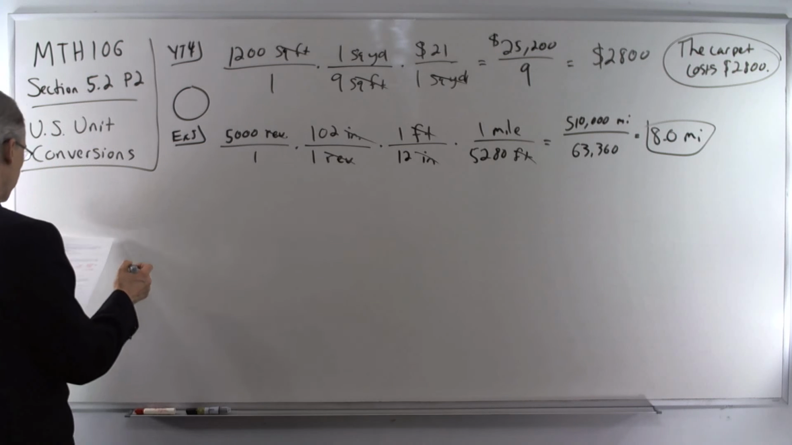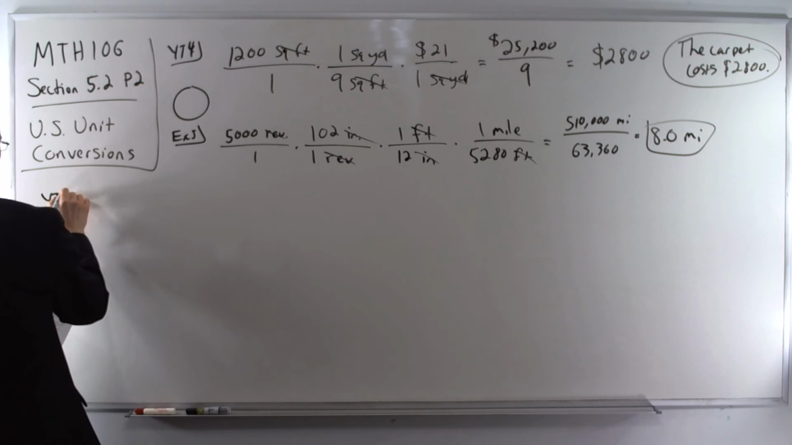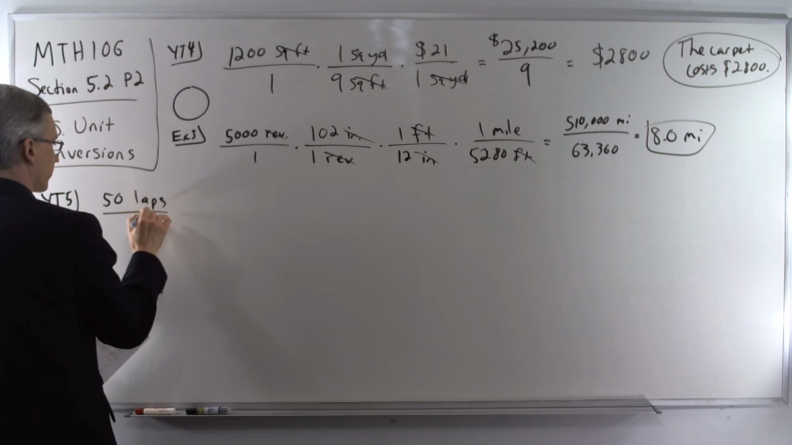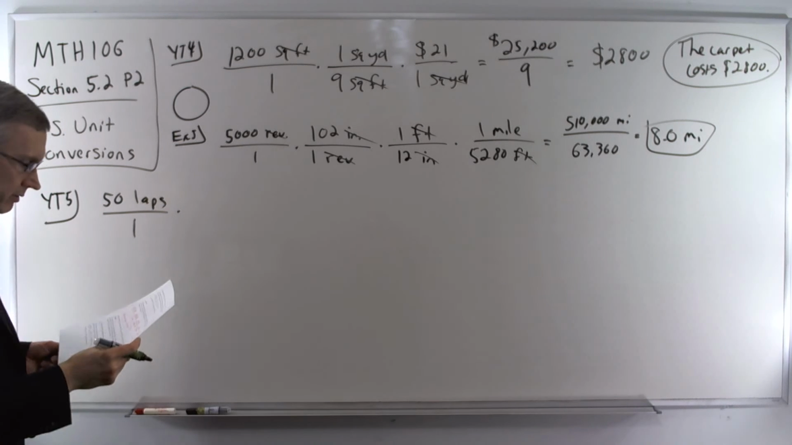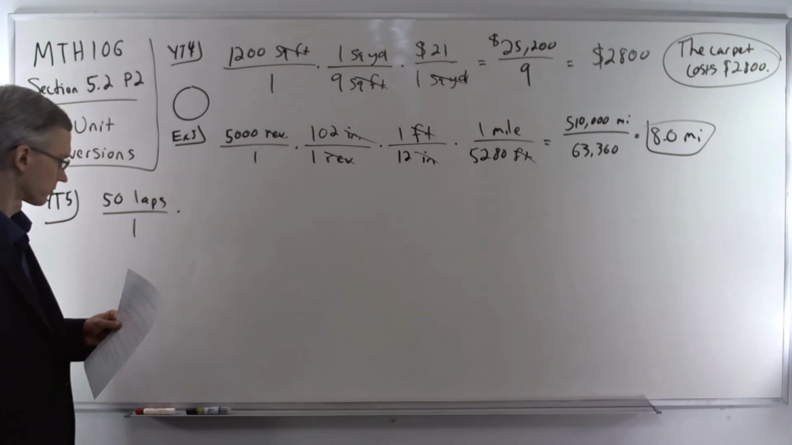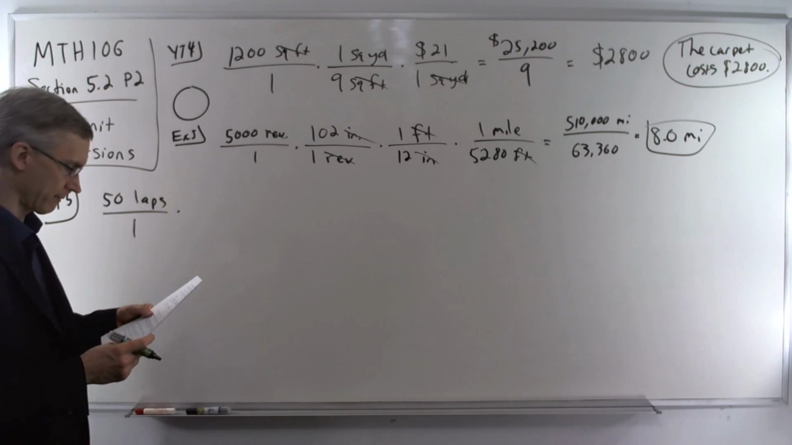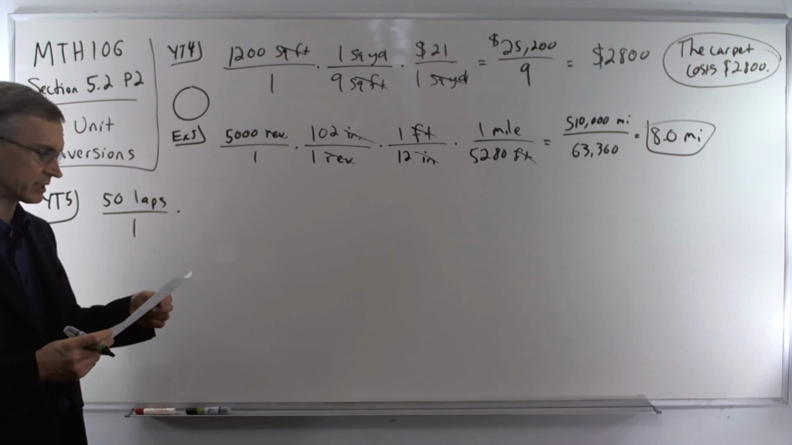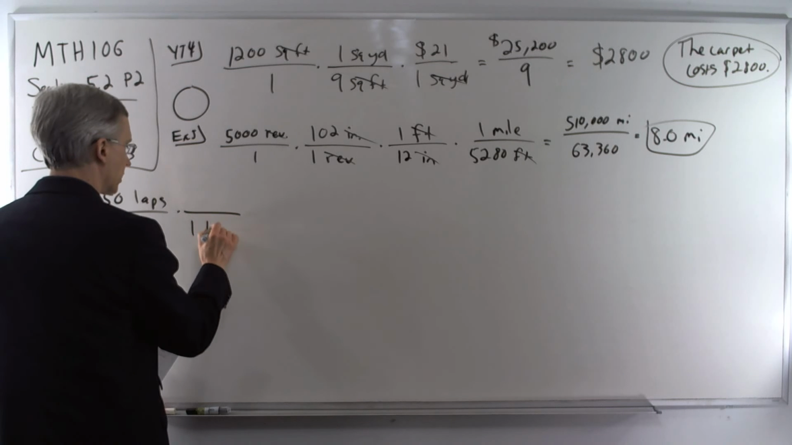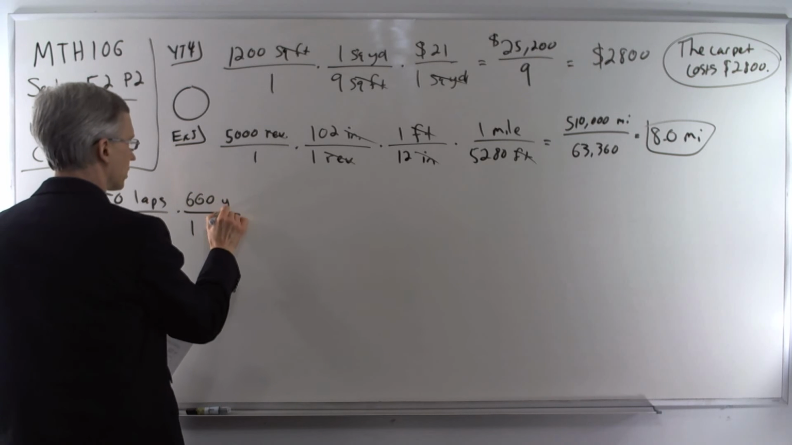And we're starting with 50 laps. So your turn, 5, 50 laps. We're going to convert a number of laps into a number of gallons of fuel. So first thing we want to get rid of laps. So let's use that first conversion. Each lap is 660 yards. So 1 lap, 660 yards.